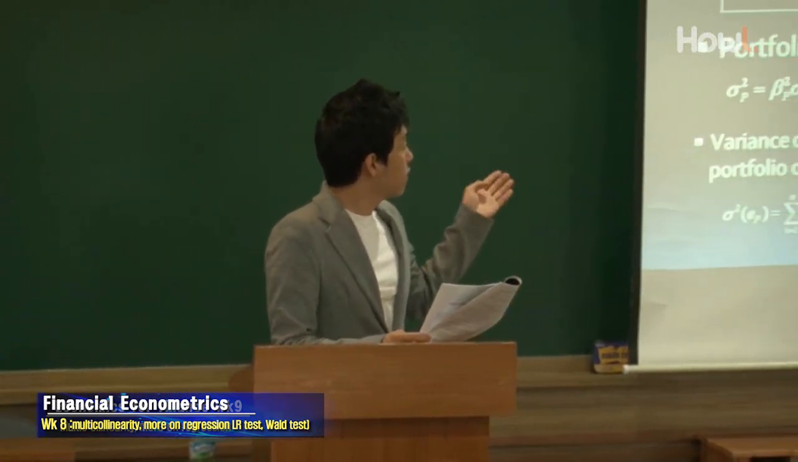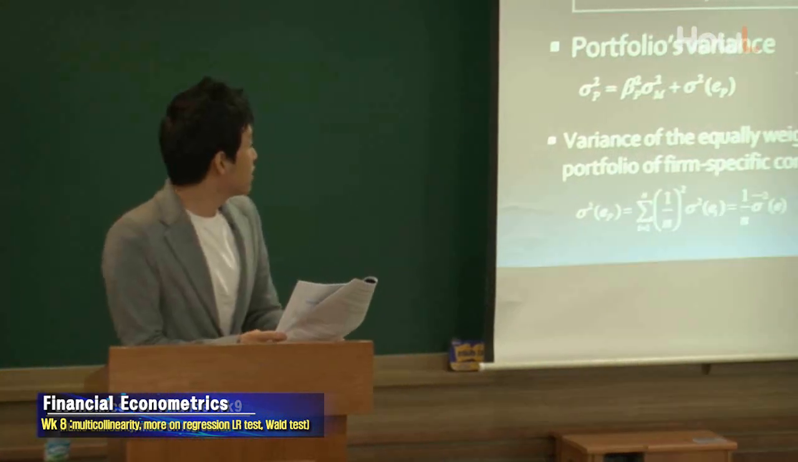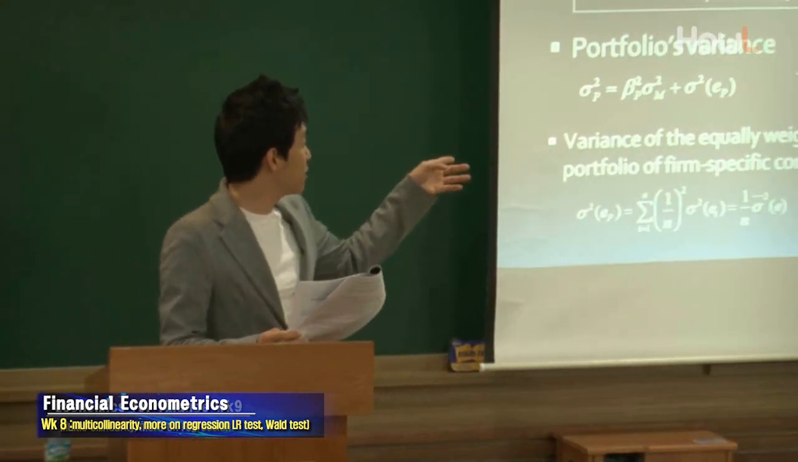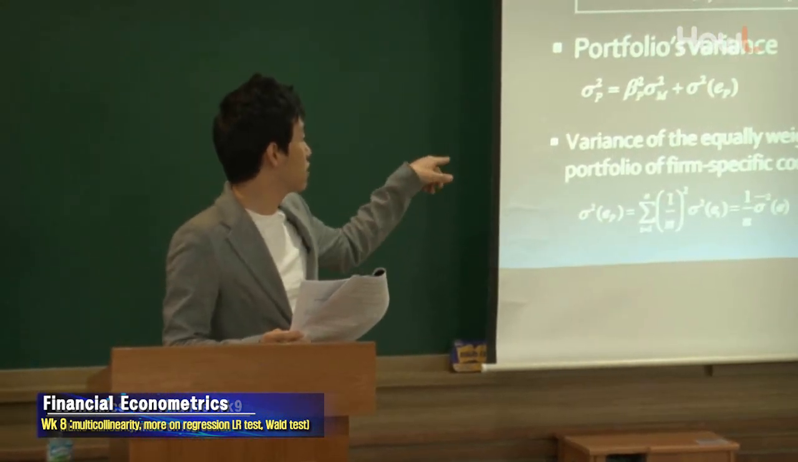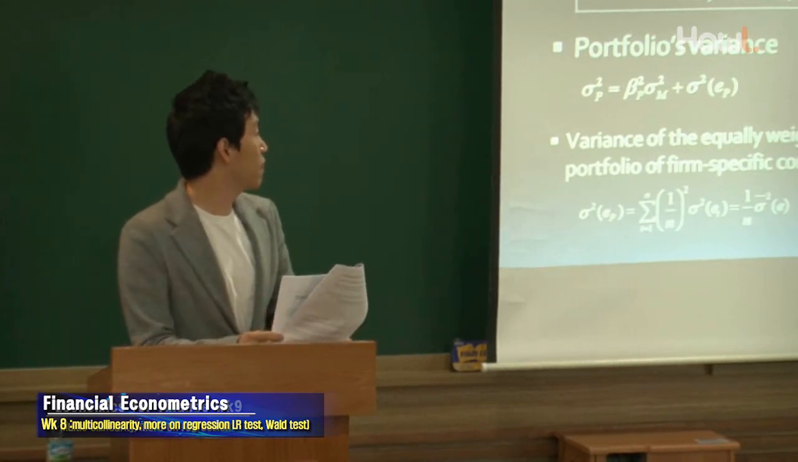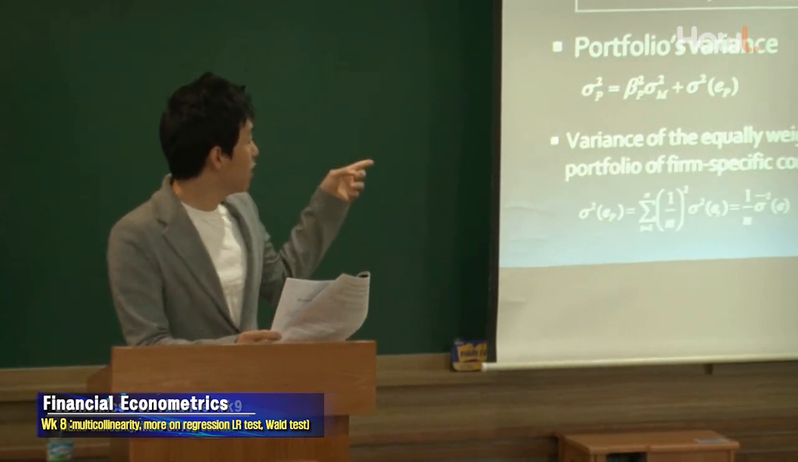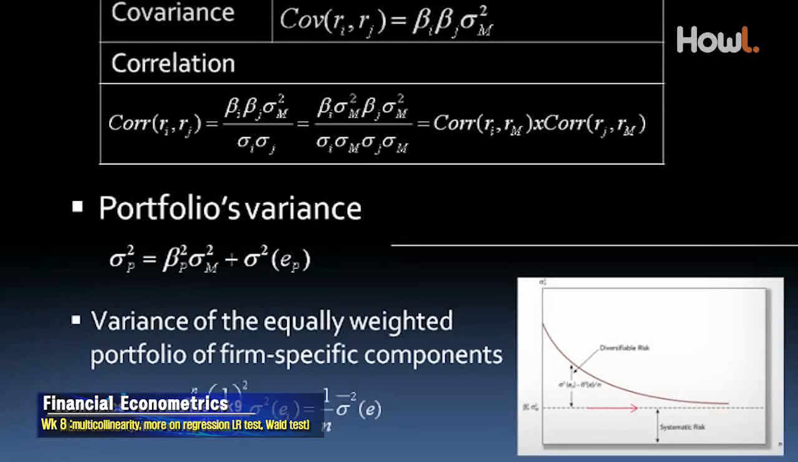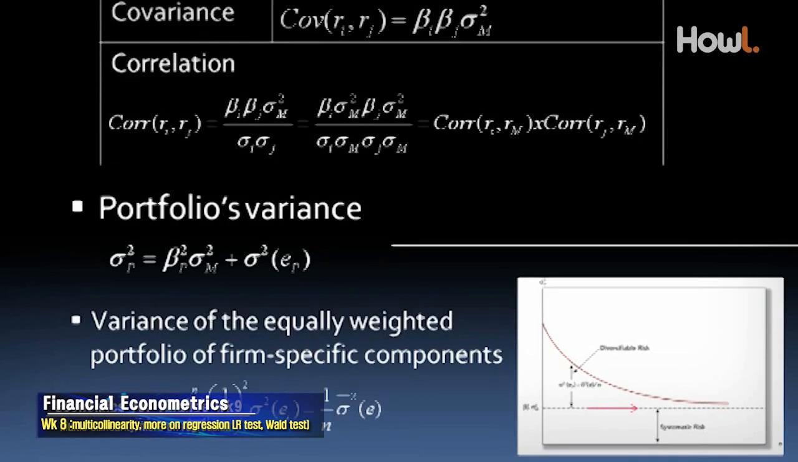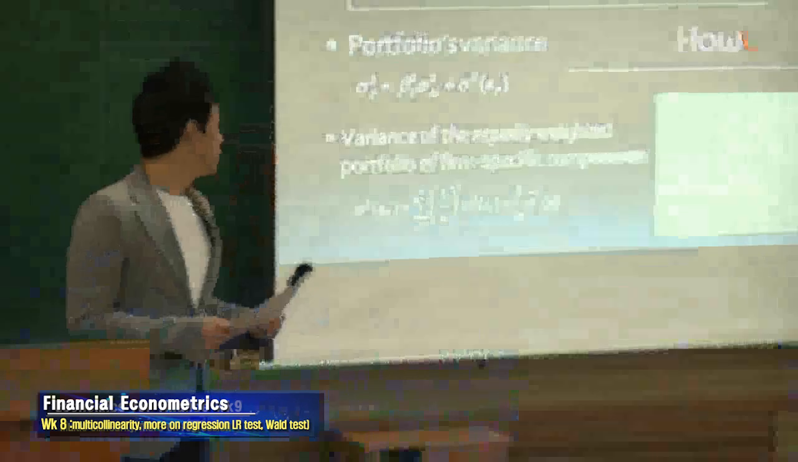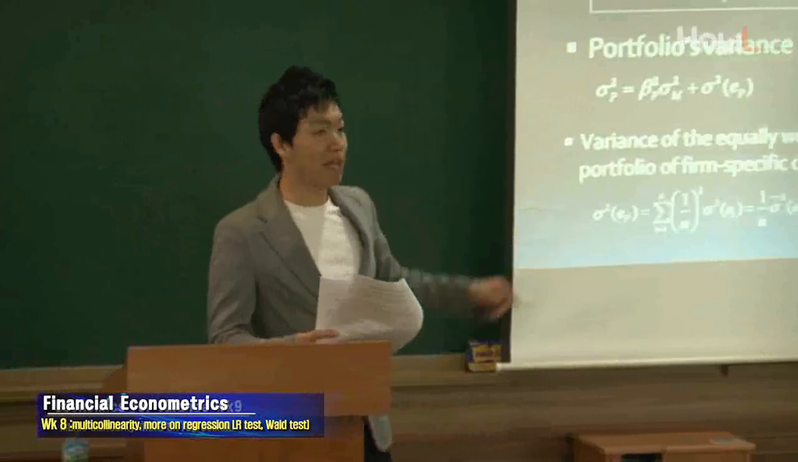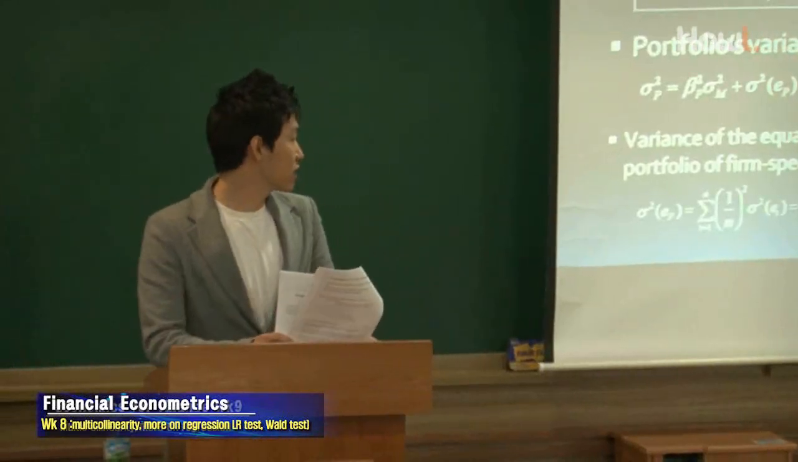And there's the portfolio variance. In that case, instead of the firm, we use the portfolio beta and the error term. When we make a portfolio of many securities, the error term is divided by n, which means it actually goes to 0.